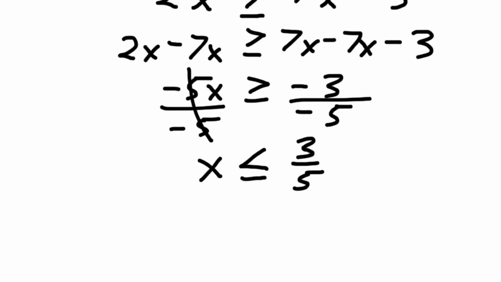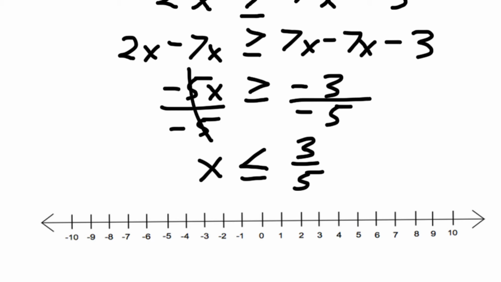We can still graph this. We have to find out where 3/5 is. It's somewhere between 0 and 1. We divide that up into 5 parts, and it's right about here. Now x is less than or equal to, so we do the bracket. Let's say that's 3/5 approximately, and everything is less than that. There we have it. Then our interval notation.